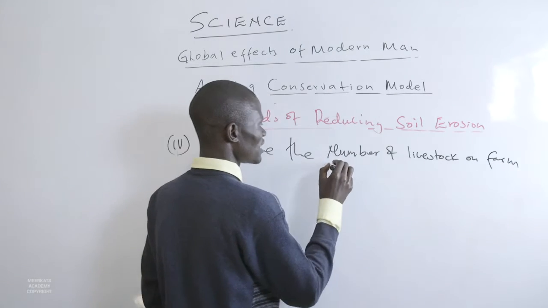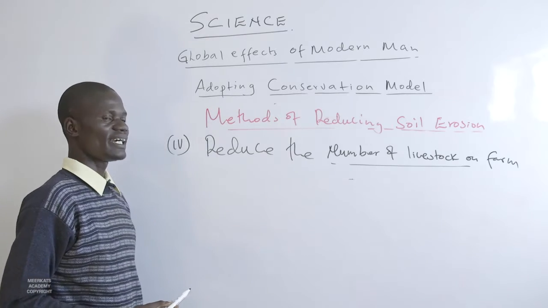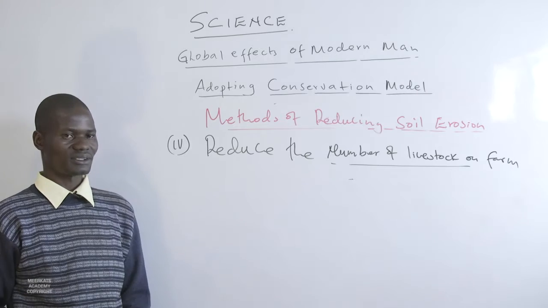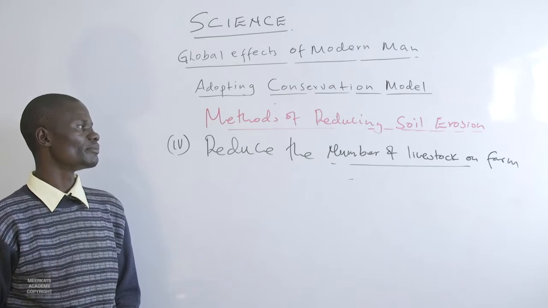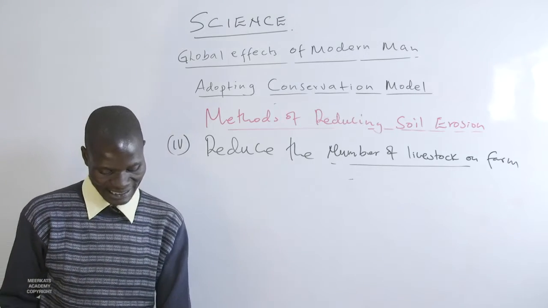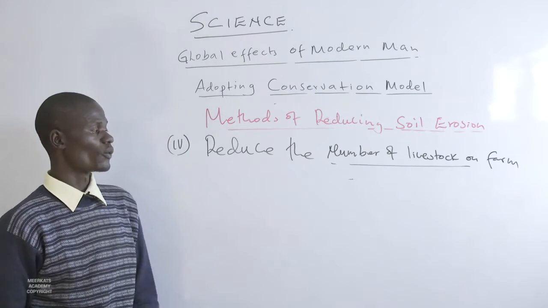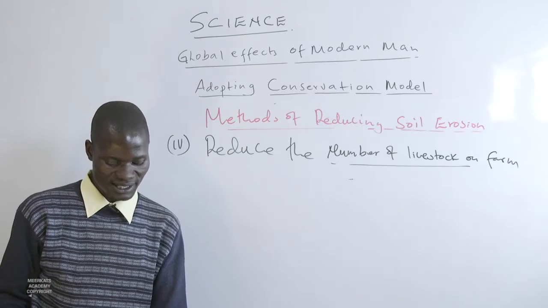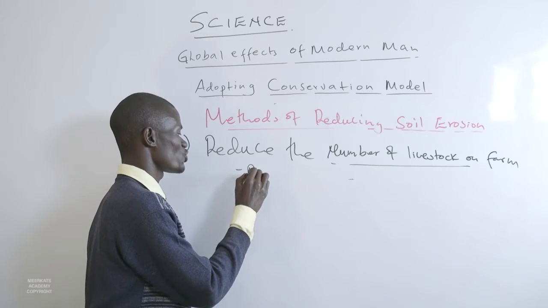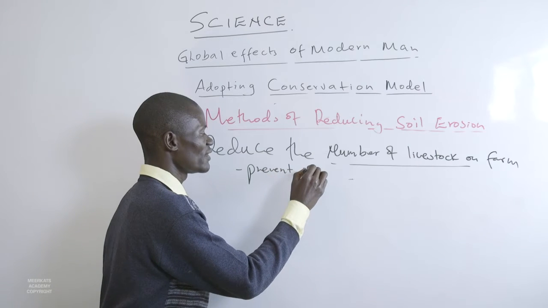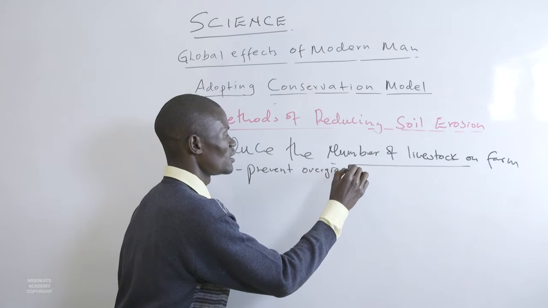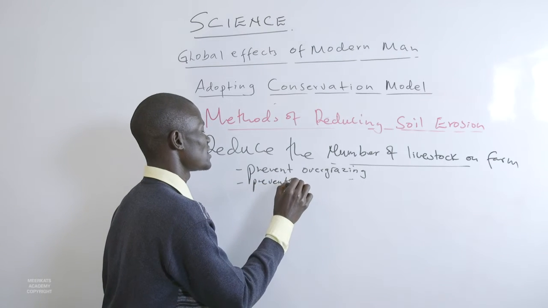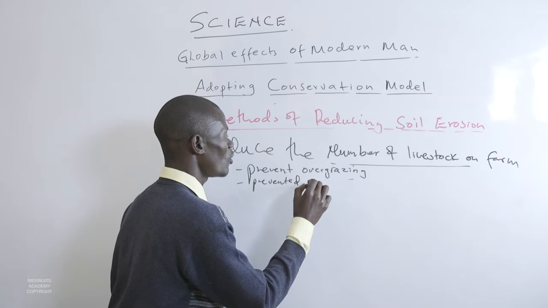When we reduce the number of livestock on the farm, then we will be able to give animals and the fields ample time to be restored in their condition. For example, when you reduce the number of livestock that has been causing what you call overgrazing, you will have prevented overgrazing. That is one. And when you prevent overgrazing, you have again prevented overstocking.